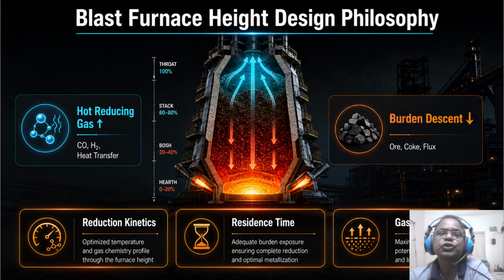If the furnace is too short, gases leave before the reduction is completed, heat transfer becomes inefficient, gas utilization drops, and productivity suffers. But when height is optimized, we achieve three major advantages. Better reduction kinetics, this is number one, sufficient residence time, and improved gas utilization that is visible through the top gas analysis. So this is why the furnace height is not just a geometric dimension, it directly controls reaction efficiency and thermal performance. This naturally leads us to the next question.